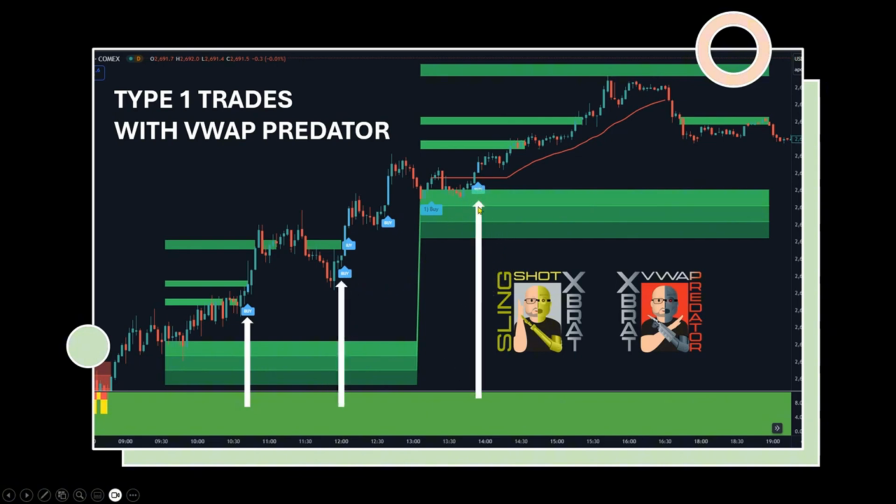But the main reason I use the VWAP Predator is to add to my position. So I've had a type 1 buy, I'm in, it's come back to test that same zone again, and then I've got a buy signal with a VWAP Predator. So if I'm trading futures, I've put one contract on there, that's when I add a second contract. And then, as you can see, it continues to go up without another signal. So that's the first introduction to VWAP Predator.